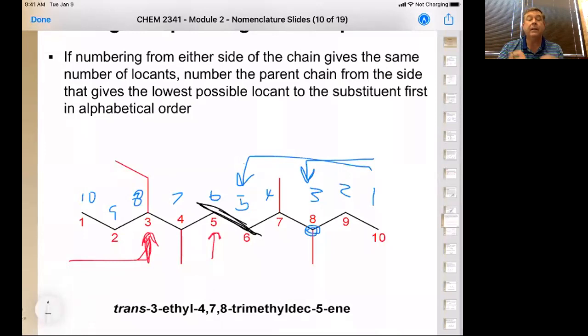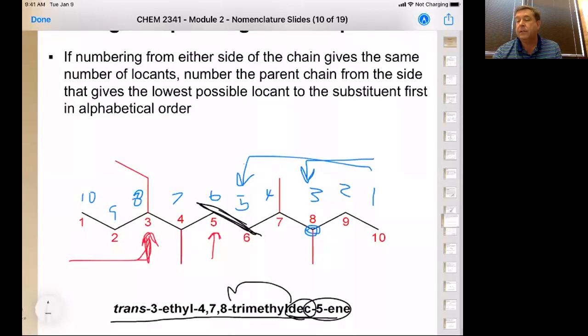So what you can easily do is just break it down into each little thing and make sure that they're all present and accounted for. And once they are, you can build the name from there, saying, okay, dec-5-ene, look at my substituents, make sure they're in alphabetical order, and then add the stereochemistry last. Okay, so it's just following the process every single time. And our activity is going to show us exactly that.